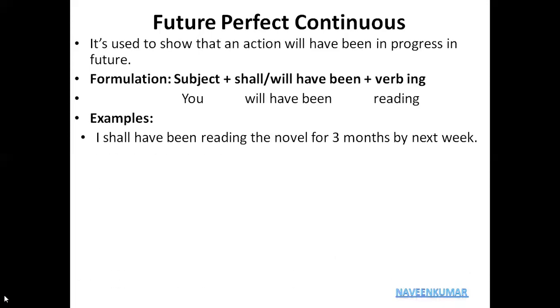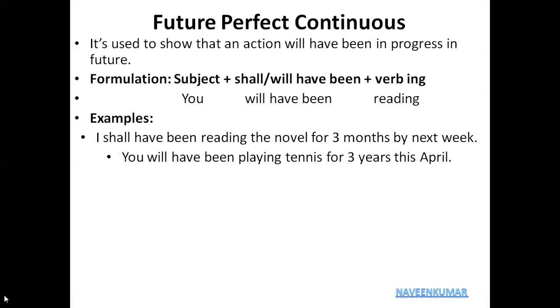Let's see a few examples. I shall have been reading the novel for 3 months by next week. So I started reading the novel, and still I'm reading it, and it will complete 3 months by next week. So in future it will have been 3 months. So action will have been in progress in future for a certain period of time. You will have been playing tennis for 3 years this April.